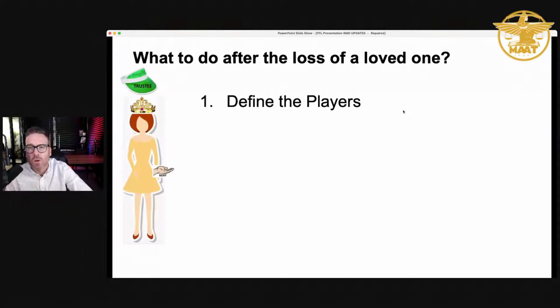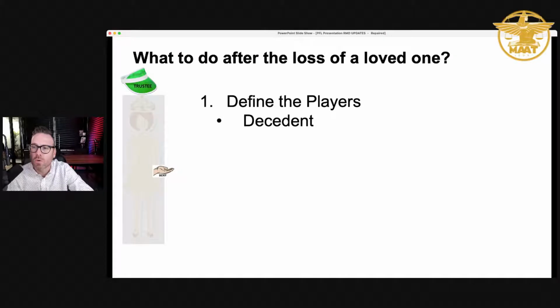All right, so first thing to do, let's start by defining the players. What's a decedent? Another word for a dead person is a decedent. And if you have any comments throughout this, you can leave them if you're watching live, or leave a comment and I'll go back later and try to answer those. So decedent is a dead person.